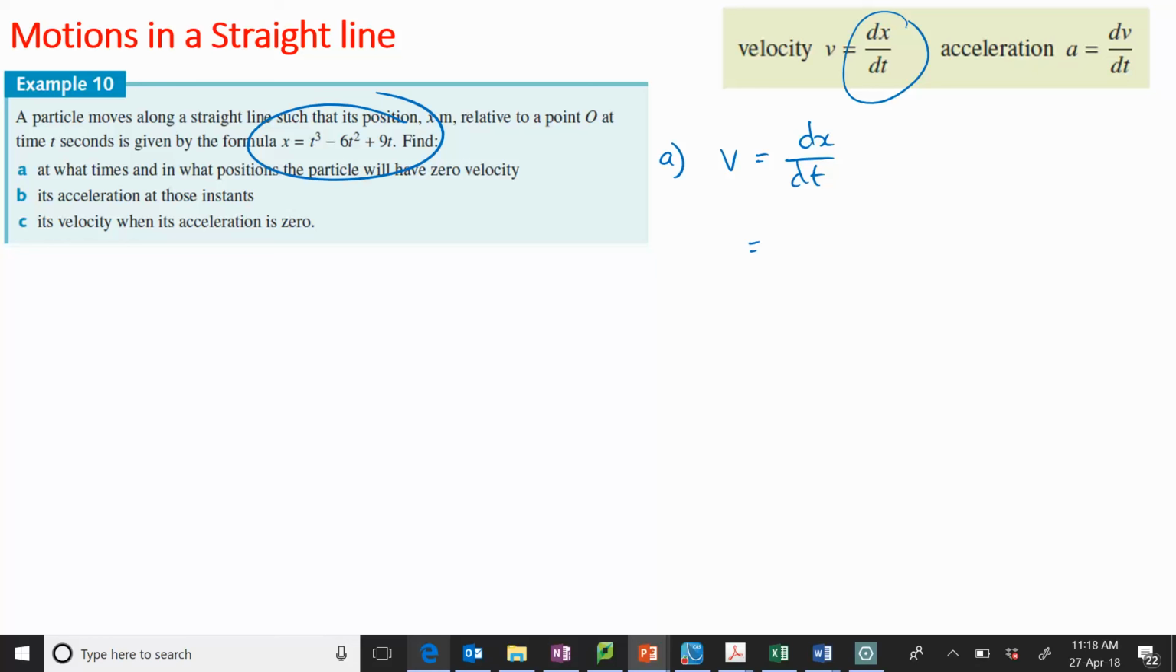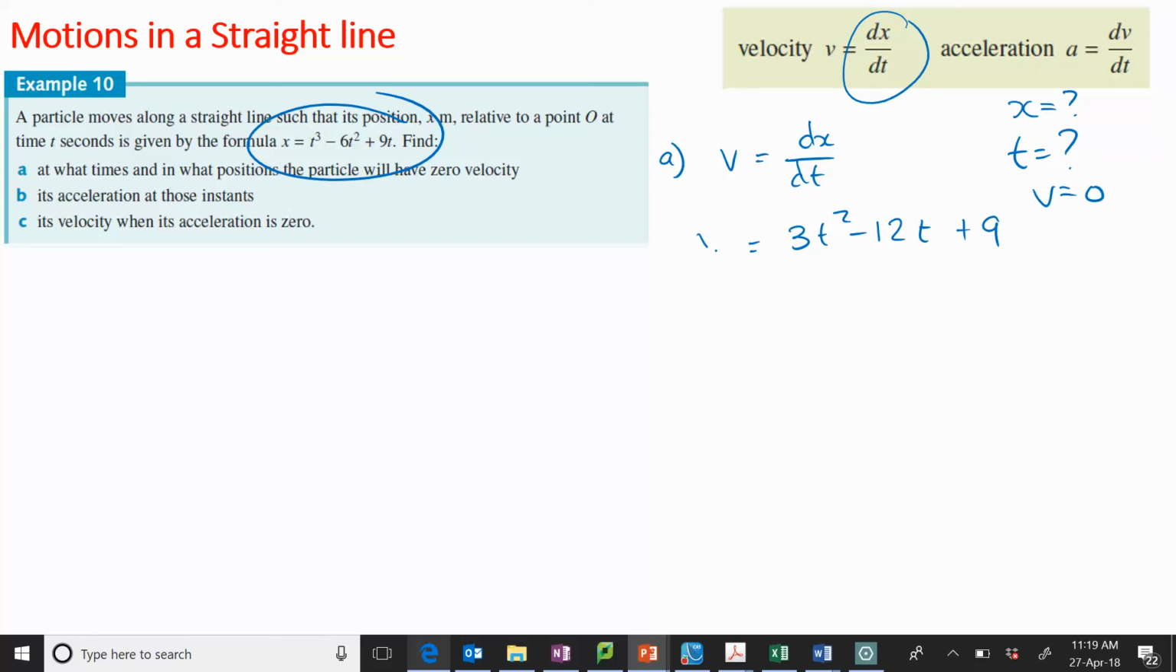3t squared minus 12t plus 9. Fantastic. Now this gives you your velocity equation, but the question says at what time? So you're trying to find time and position. You don't know what x is, you don't know what t is, but you want to know at what times and what positions you will have a velocity of 0.